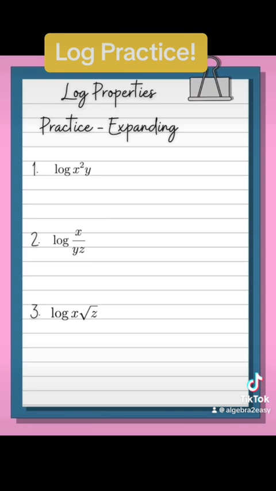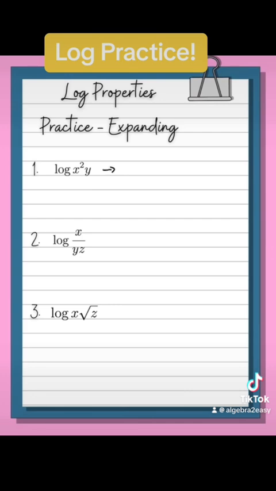Log x squared y. Now notice there's no base here. It doesn't say log base something. So when there is no base, you assume it's a 10. So technically, this is log base 10, x squared times y. So what you need to do first is split up your x and y. You can't deal with that squared until you've separated the logs.